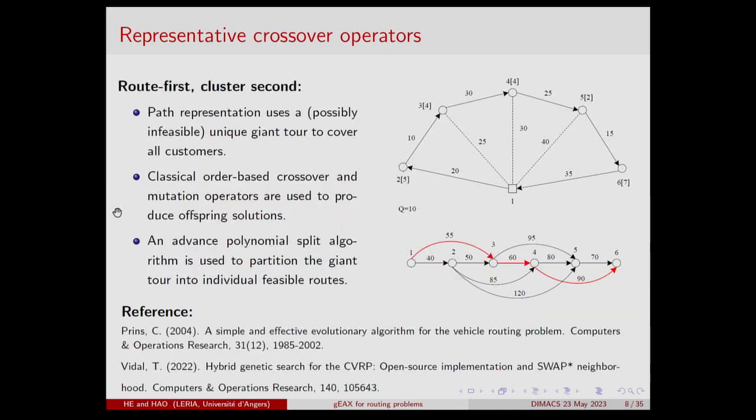The next famous crossover is based on route first, cluster second. It has been used by the previous two hybrid genetic algorithms. First, each VRP solution is represented as a giant tour, and then the classical order-based crossover is used to produce new giant tours. The final step is to split each new giant tour to get favorable offspring solutions.